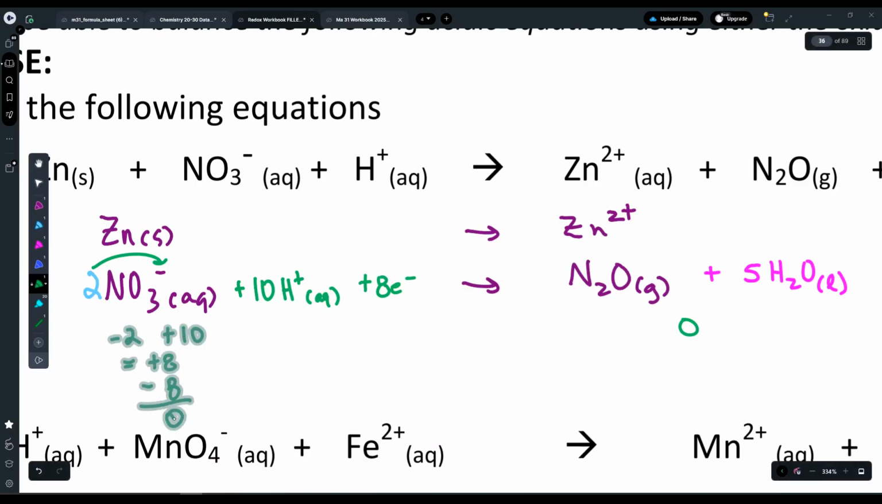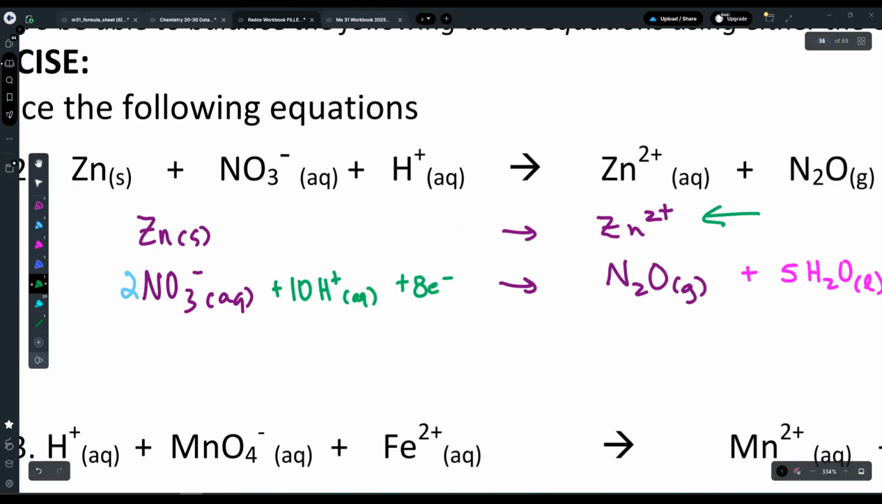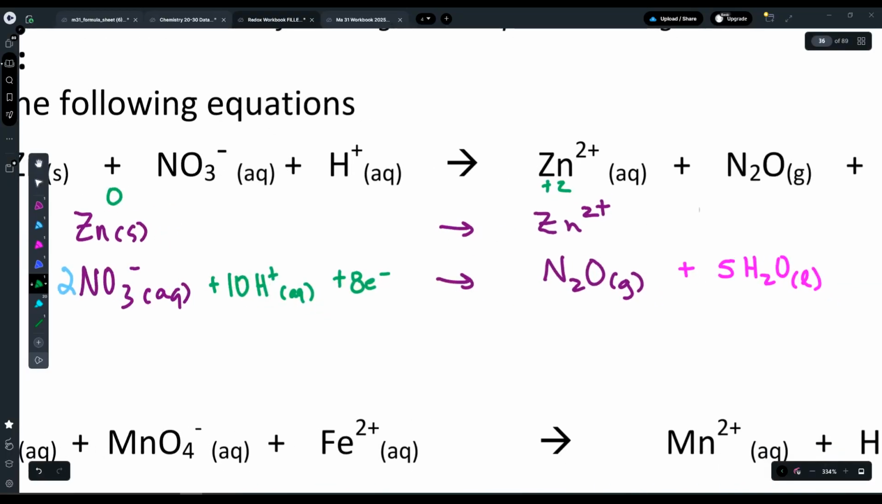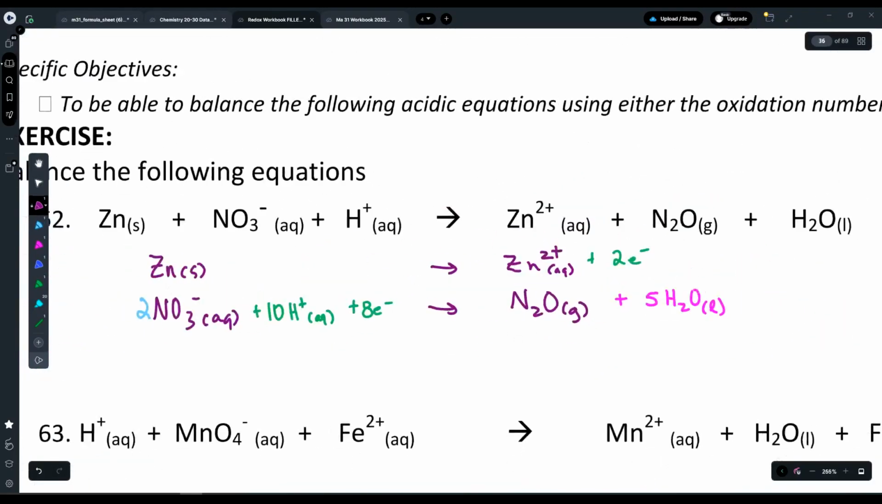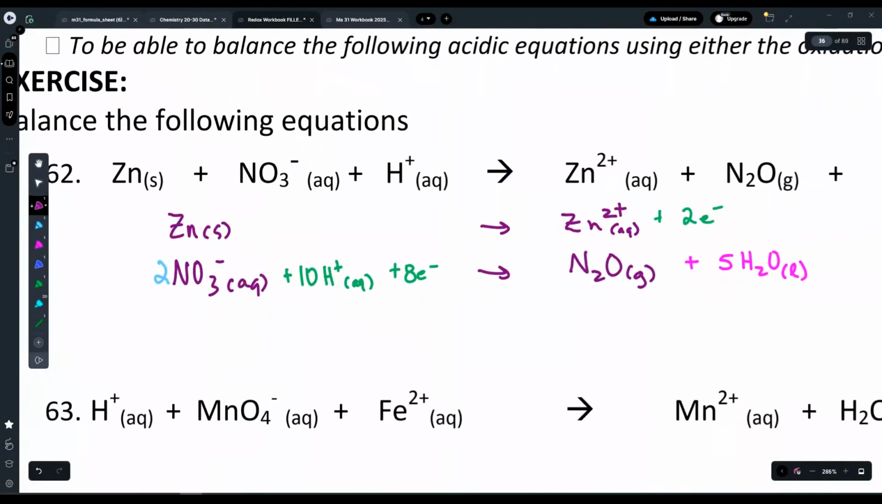Now, I kind of skipped over the first reaction, so I should do that as well. Zinc solid has a neutral charge, whereas zinc 2+ has a +2 charge. So I do have to add electrons to the more positive side, and I'm going to add 2 electrons so that both sides are neutral. Okay. And then I also didn't put a state for my zinc ions. So whatever you do, don't forget about your states.